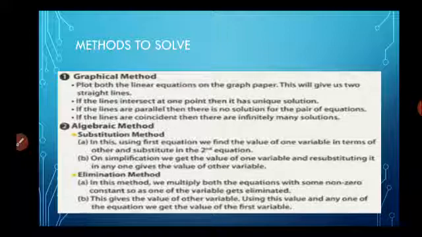Next is the algebraic method. In the algebraic method actually three methods come, but this year we are studying only two. First is the substitution method. What is the substitution method? In this, using the first equation, we find the value of any one variable in terms of the other one, and then this should be substituted in the second equation. If we have taken it out from the first, we put it in the second. If from the second, we put it in the first.